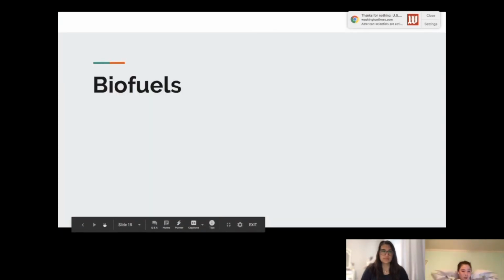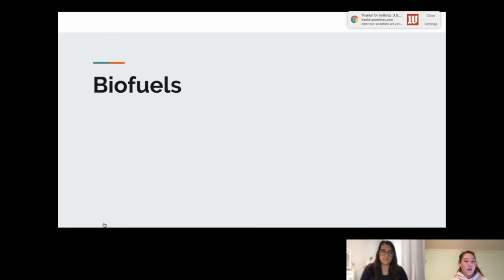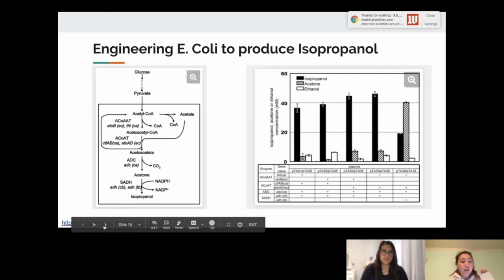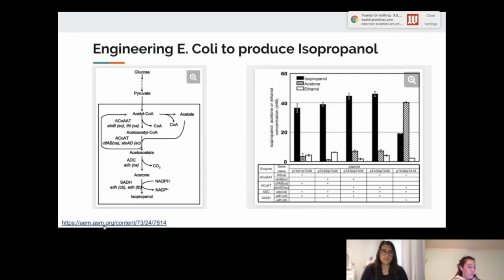All right, so a second example that we're going to talk about with industrial biotech and synthetic biology is biofuels. The search for renewable resources has become a global priority due to scarcity of petroleum-based fuels and the rising levels of atmospheric carbon. Isopropanol is a secondary alcohol that can be produced by microbes, and it can also be used as a biofuel to partially replace gasoline, among other uses.